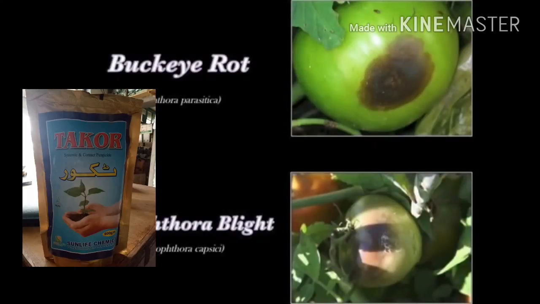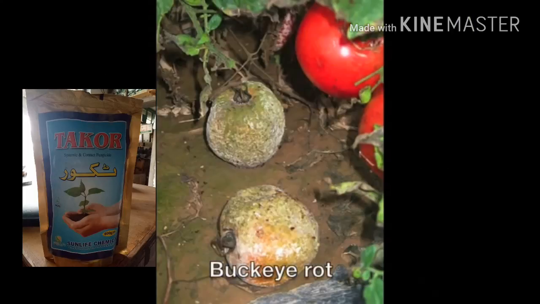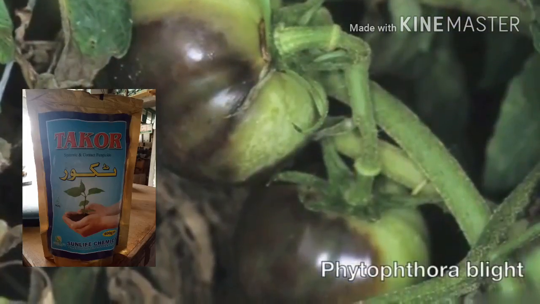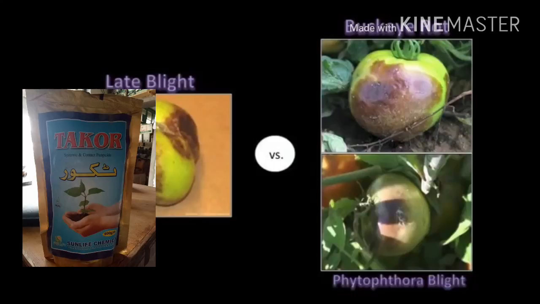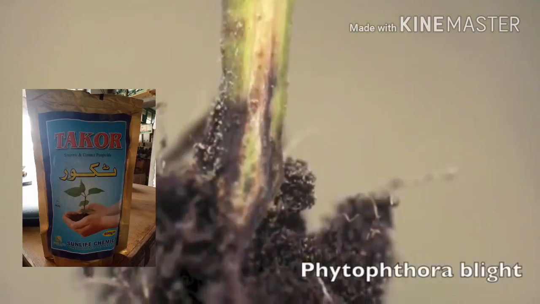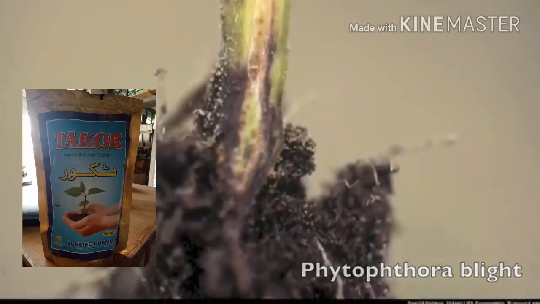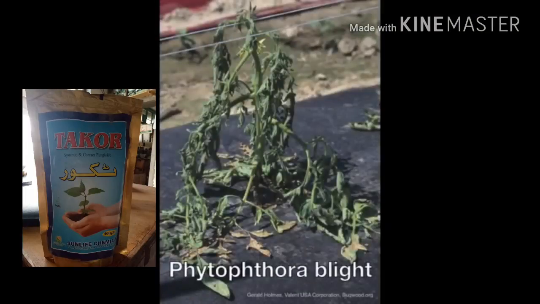Buckeye rot and Phytophthora blight are caused by pathogens that are related to the one causing late blight. Fruit symptoms are very similar, but in both cases, infected fruit are most likely to be found close to the ground. Buckeye rot occurs only on fruit, but Phytophthora can cause a brown lesion on the stem, which is close to ground level. This infection may cause the plants to wilt and eventually die.